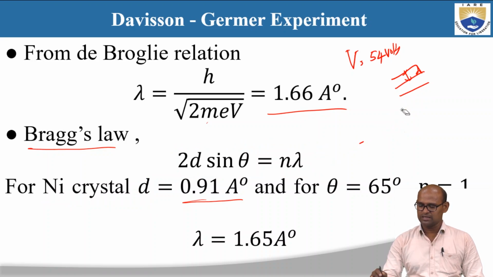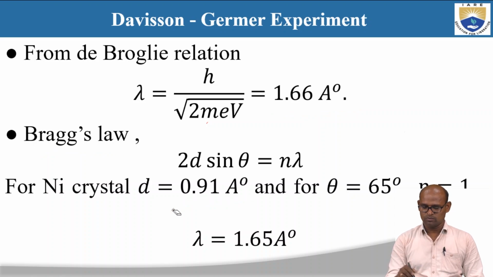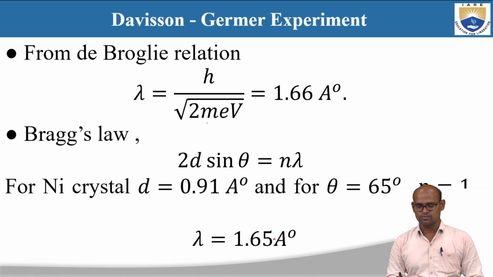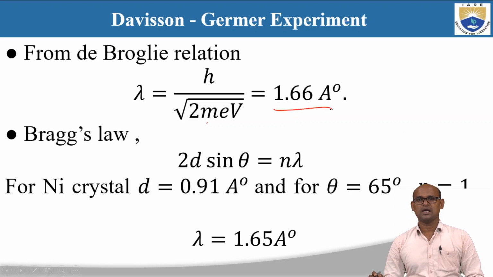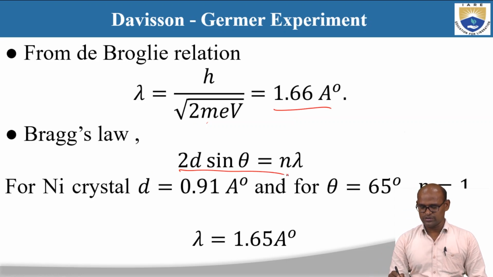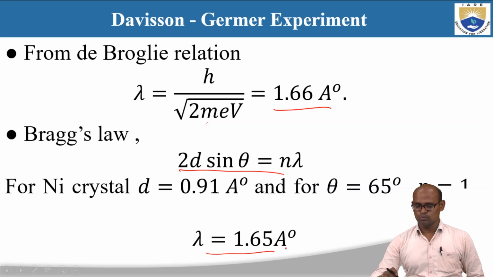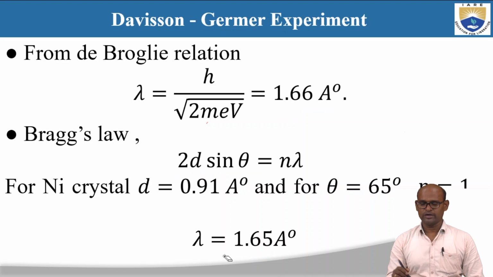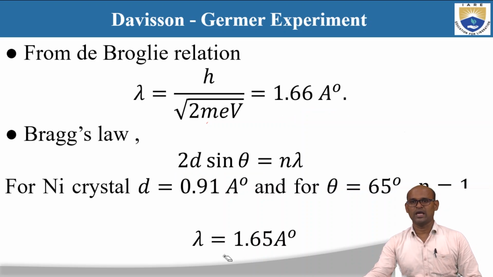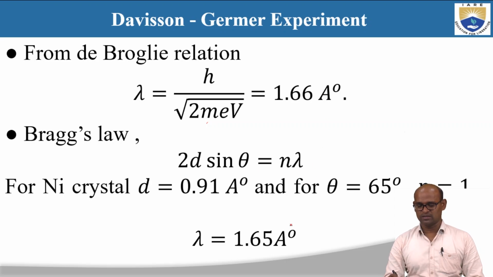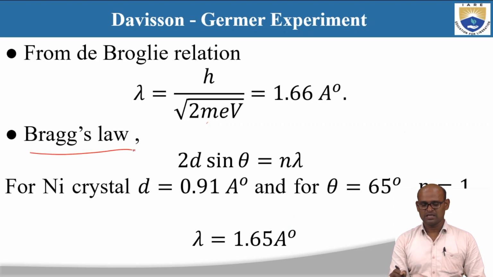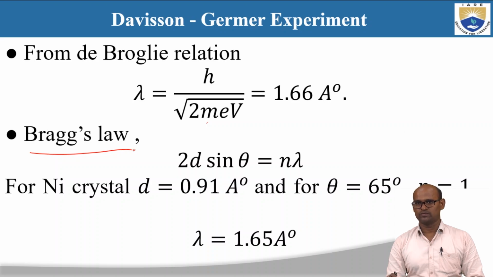By substituting all this in Bragg's equation, I calculate the wavelength, and the wavelength comes out to be 1.65 angstrom. So as per de Broglie's wavelength, we get 1.66, and as per Bragg's equation, we are getting the same wavelength. Both of them match. This means that as per de Broglie, these electrons, which are charged particles, are behaving like waves. That is the reason why we find the same wavelength, where in Bragg's law we have treated electrons as waves.